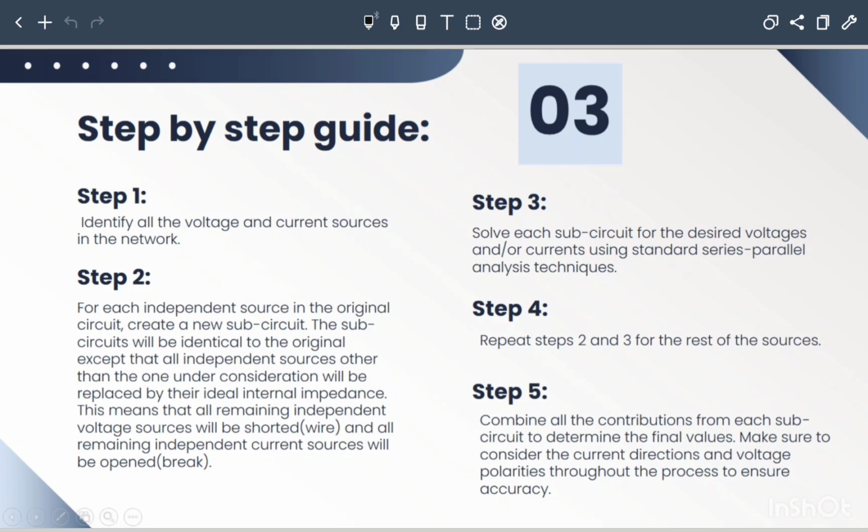Step 3. Solve each subcircuit. Now you have a circuit including only one source, so you already know how to solve that. Step 4. Repeat these steps for all the other sources. And the last step is to combine all the contributions from each subcircuit to determine the final values. Make sure to consider the current directions and voltage polarities throughout the process to ensure accuracy.